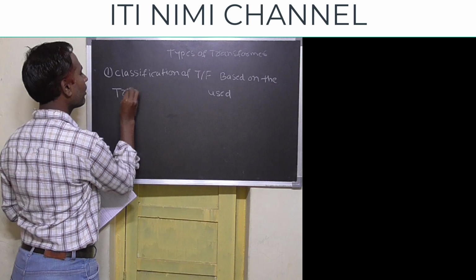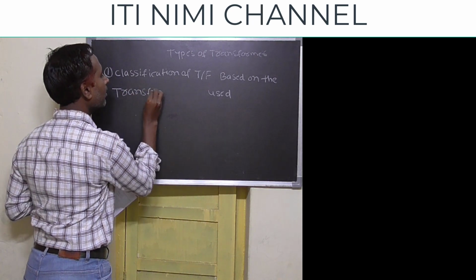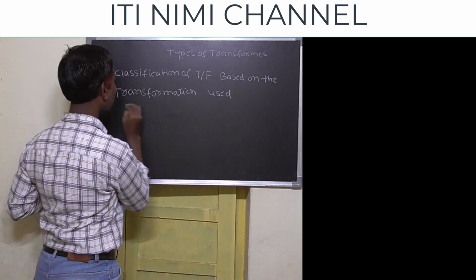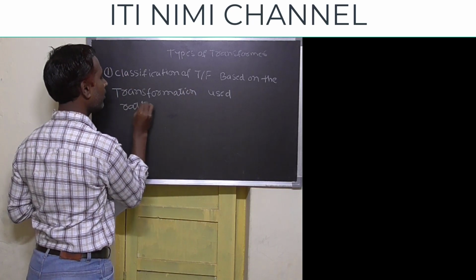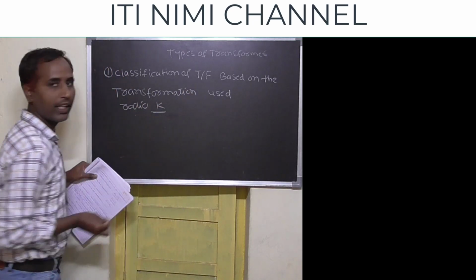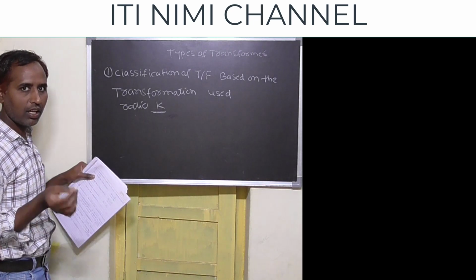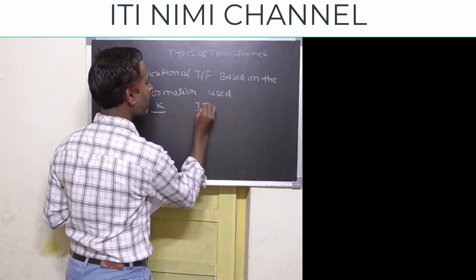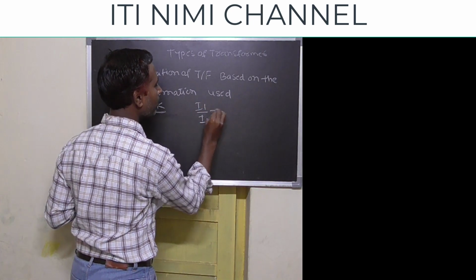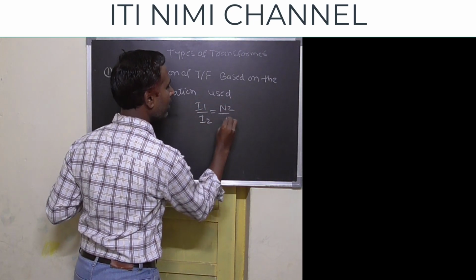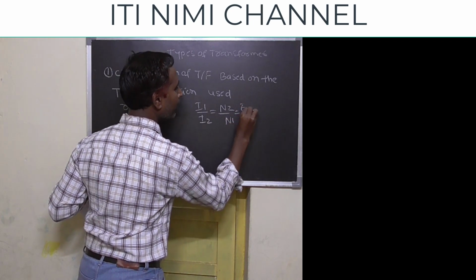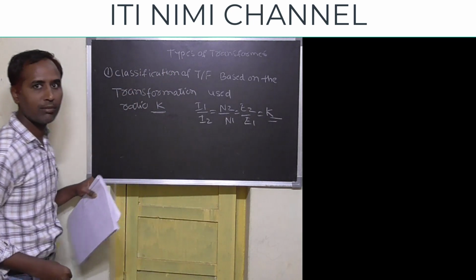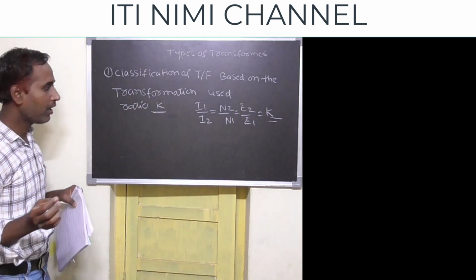Next we are going to divide the transformer based on the transformation ratio. This is important. Transformation ratio K. I already explained in the last class, what is the formula of transformer ratio? I1 divided by I2 equals N2 divided by N1 equals E2 divided by E1 equals K. This is the formula of transformation ratio.